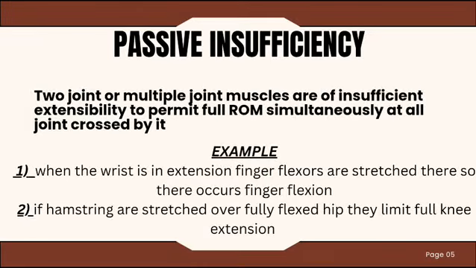Passive insufficiency is when two-joint or multiple-joint muscles are of insufficient extensibility to permit full range of motion simultaneously at all joints crossed by it. Example at the wrist: when the wrist is in extension, the finger flexors are stretched, so finger flexion occurs. The other example is the hip. If the hamstrings are stretched over a fully flexed hip, they limit full knee extension.